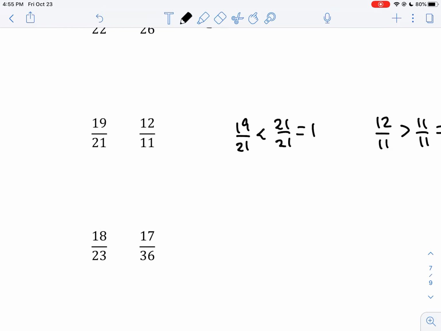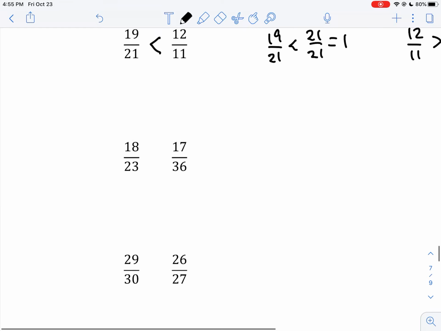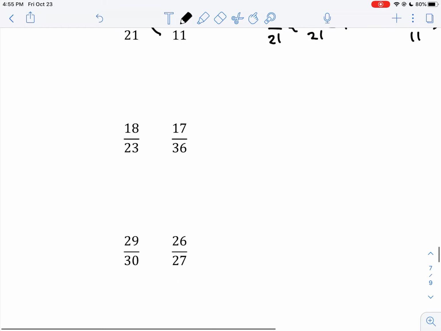In other words, an improper fraction will always be more than a proper fraction. Sorry, let me say it again. An improper fraction, which is the one on the right, will always be greater than a proper fraction, as long as they're both referring to the same referent whole. In this case, we're talking about liters of milk, right? So 12/11 liters of milk is more than 1 liter of milk, and 19/21 of a liter of milk is less than 1 liter. So this is using a benchmark of 1, comparing them both to 1.